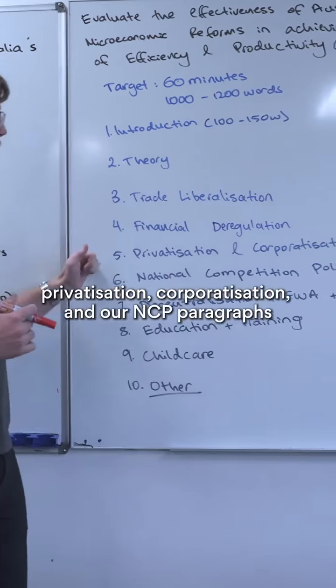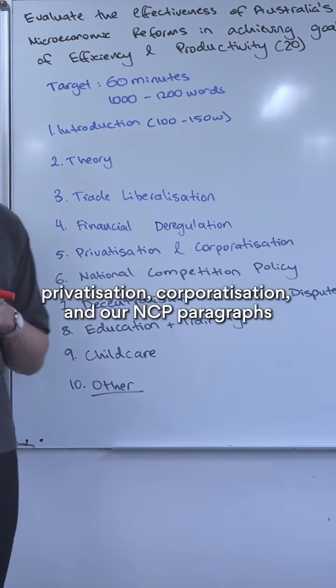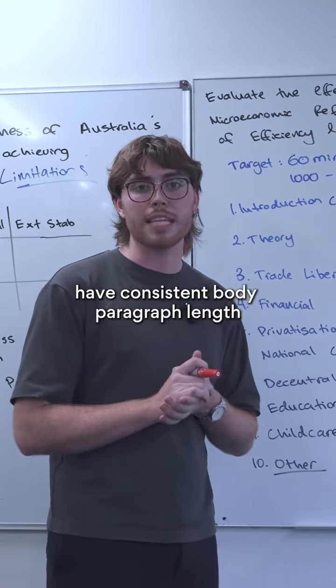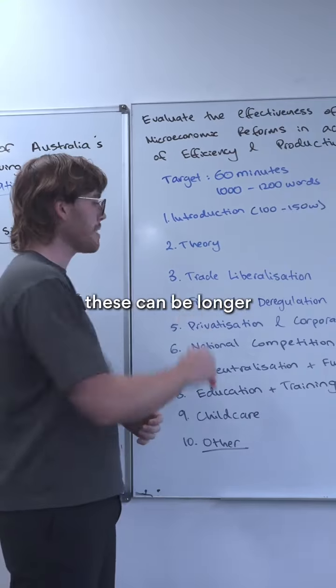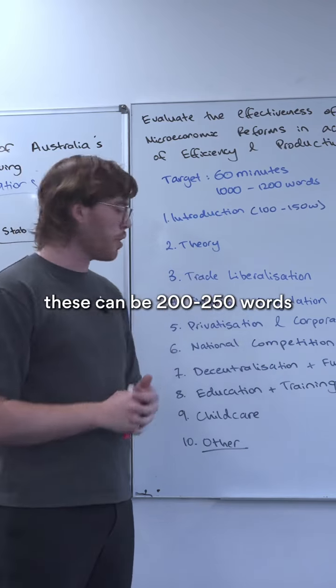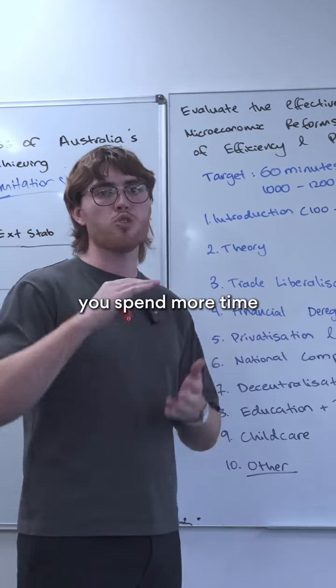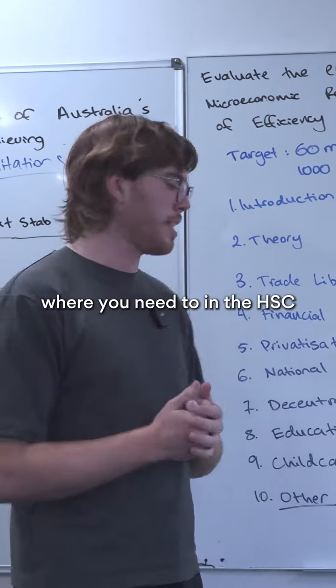Next, we move on to our privatization, corporatization, and our NCP paragraphs. These ones are shorter. Remember, you don't have to have consistent body paragraph length in the HSC exam. These can be longer. These can be 200, 250 words, and these ones can be 150 words. That's fine. You're not penalized for that. You spend more time where you need to in the HSC.